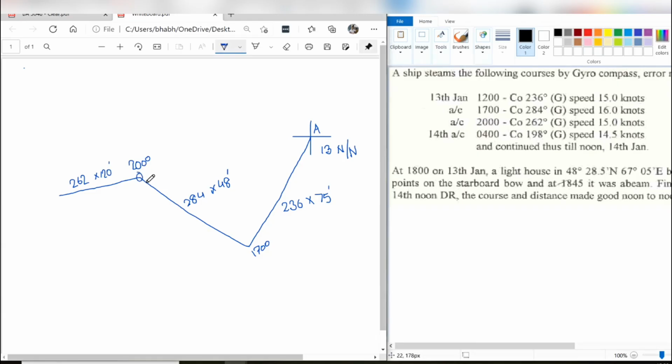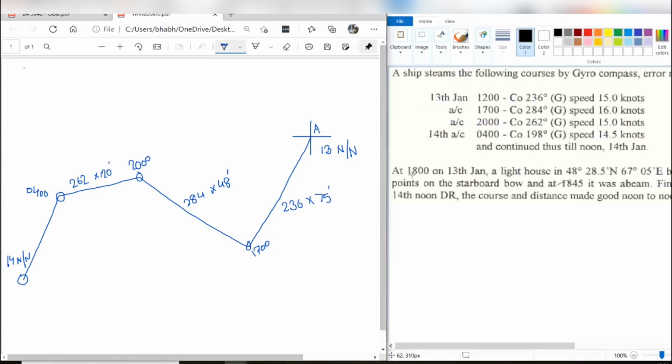Okay. So this is the third leg, and we reach here at 0400. Let's write down the time. From 0400, the next course which we have is 198. So let's draw 198. And this is where we finish off on 14th noon. So this is the 14th noon position.